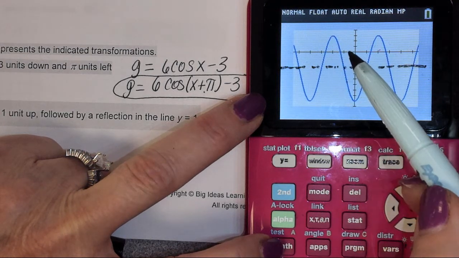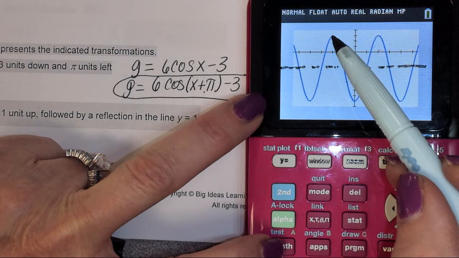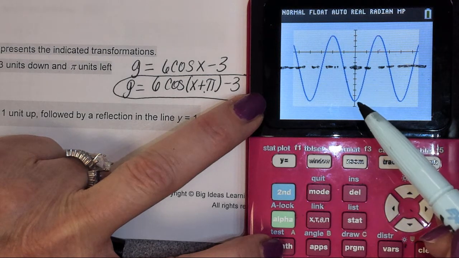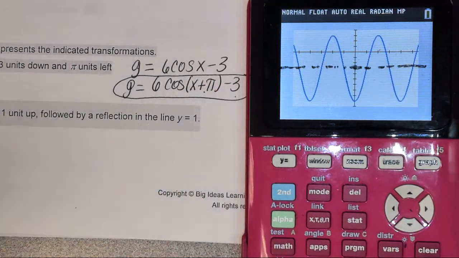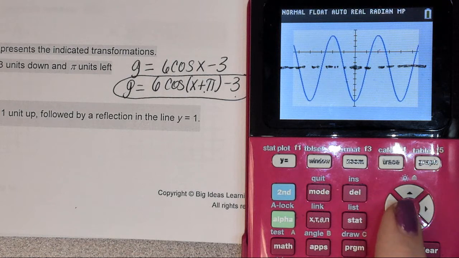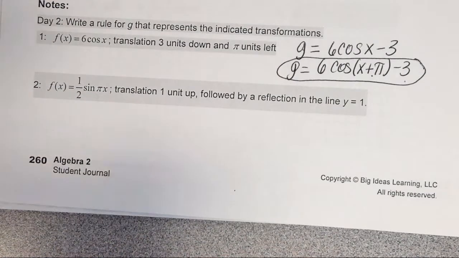And we also had a shift to the left pi. So here's our +1, 0, -1, 0, +1, because of that shift to the left pi. Any questions? All right, let's try the next one now.